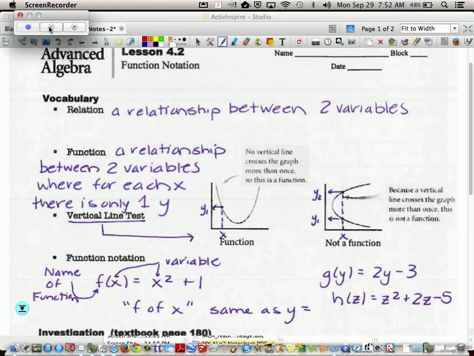This sideways parabola, if you draw a vertical line, it's hitting twice. That's not a function. And then at the end here, function notation.